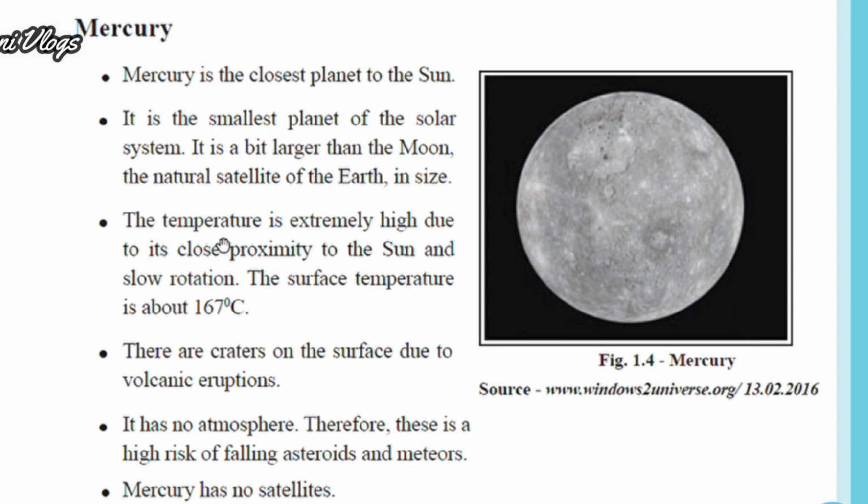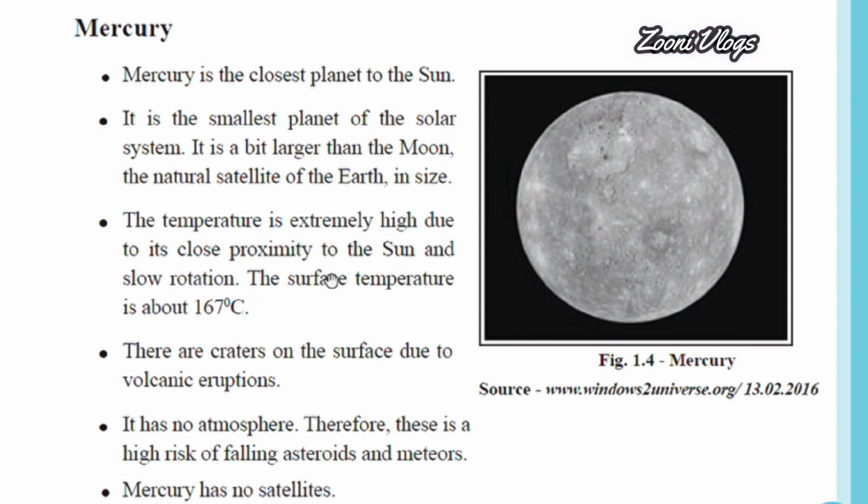The temperature is extremely high due to its close proximity to the sun and slow rotation. Mercury is the closest planet to the sun, so what can you say about its temperature? It can be high because of the close proximity to the sun and the slow rotation.